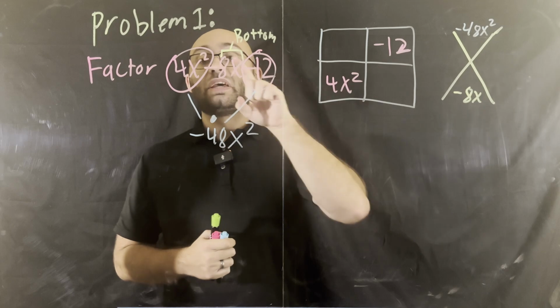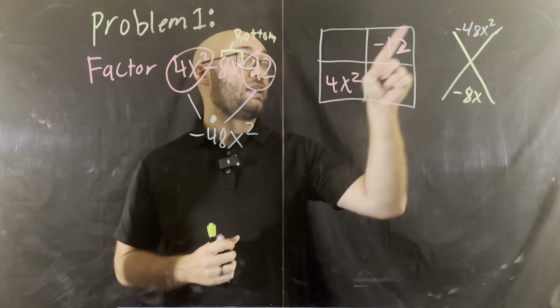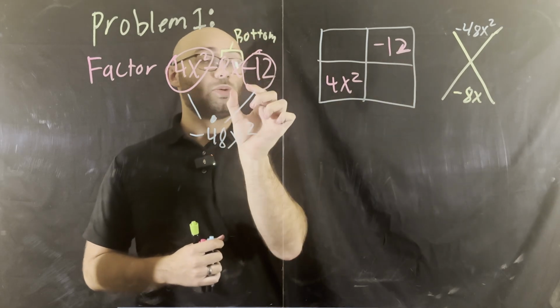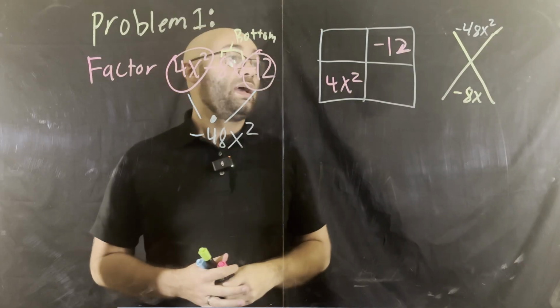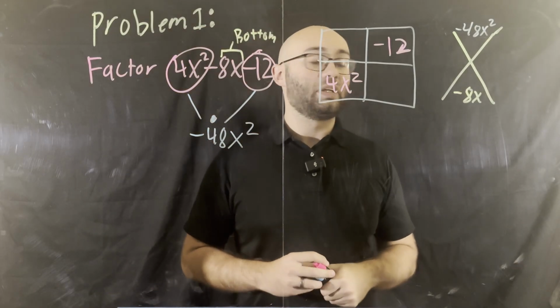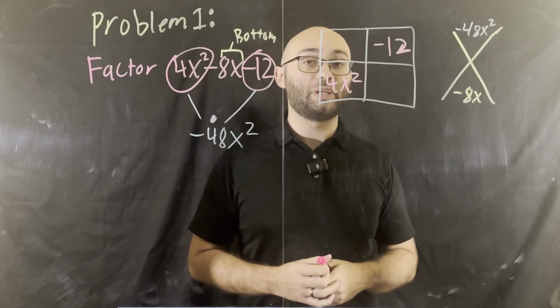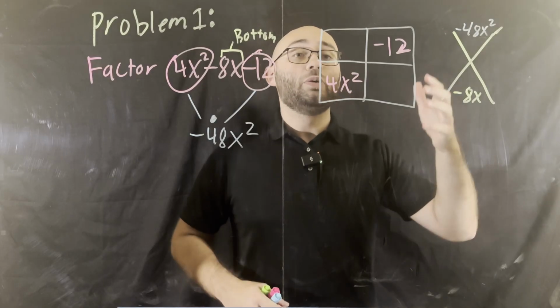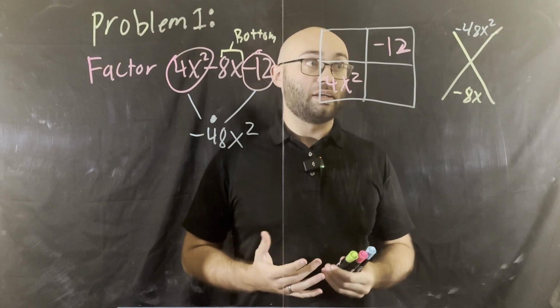For the diamond problems, we take the first, multiply it by the last, and that goes on top. And then we take the middle one, and that is what goes on bottom. And what this does is it takes the guessing game out of it. Instead of us being like, oh man, what two numbers possibly add up to negative 8x? We can use this as a way to guide us.